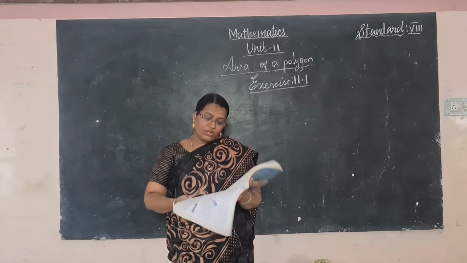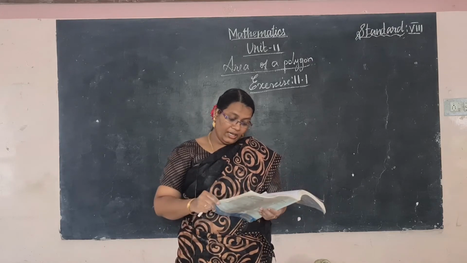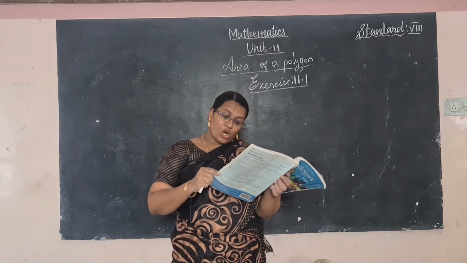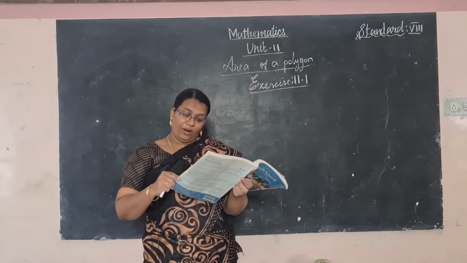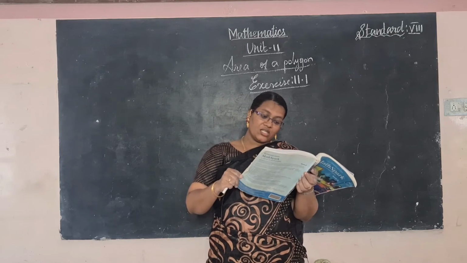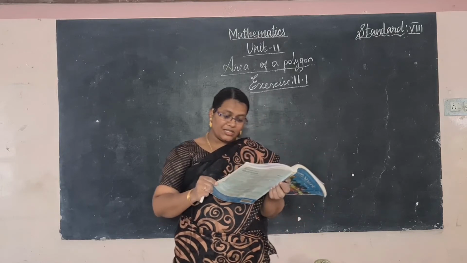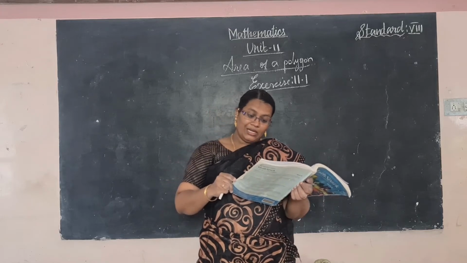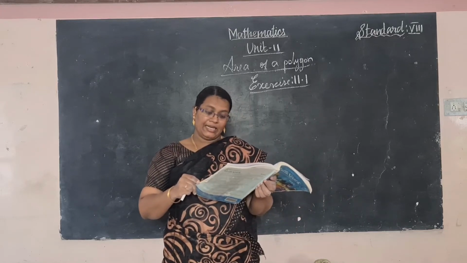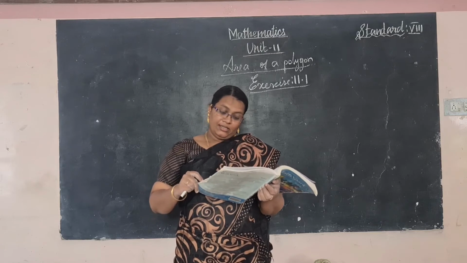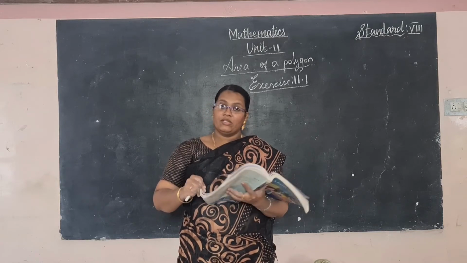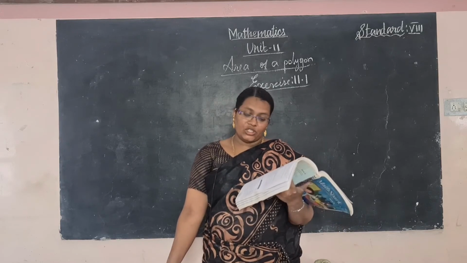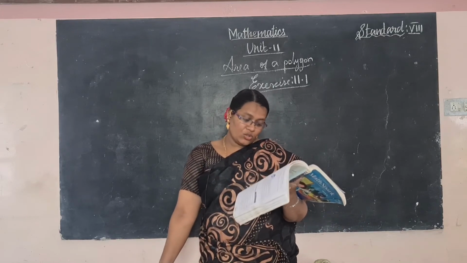See the first problem. The length of one diagonal of the quadrilateral is 32 centimeters. If the perpendiculars drawn to it from the opposite vertices are 10 centimeters and 12 centimeters respectively, find the area of the quadrilateral. Clearly, the diagonal and the heights of the quadrilateral are given, so we use the formula half into d into h1 plus h2. That is the first one, as homework.